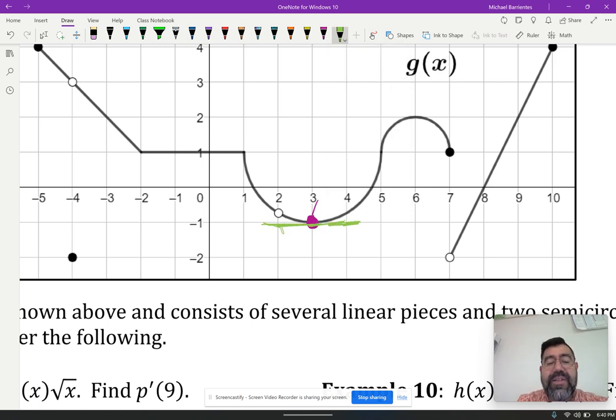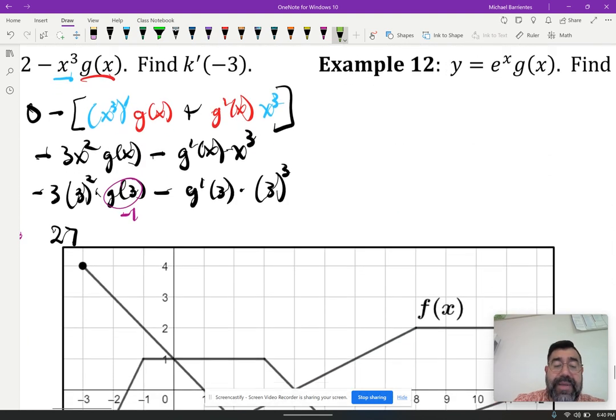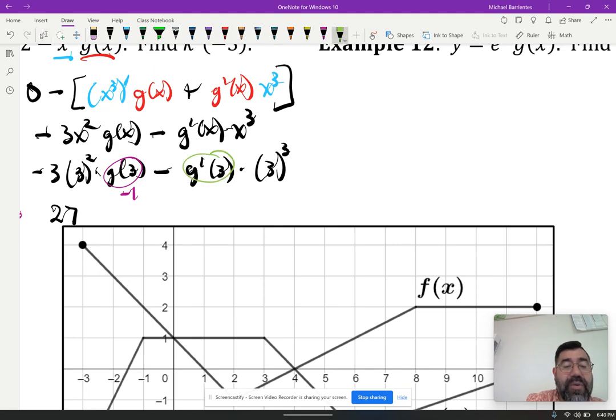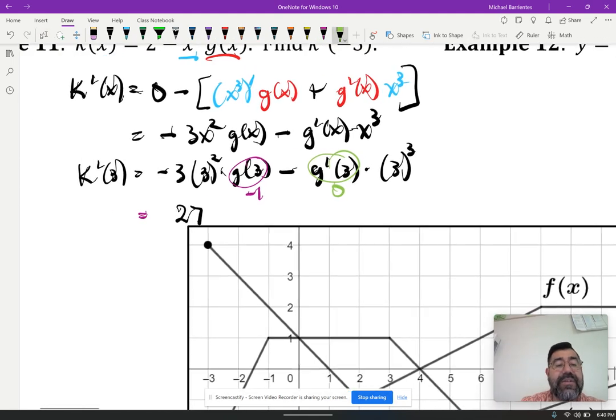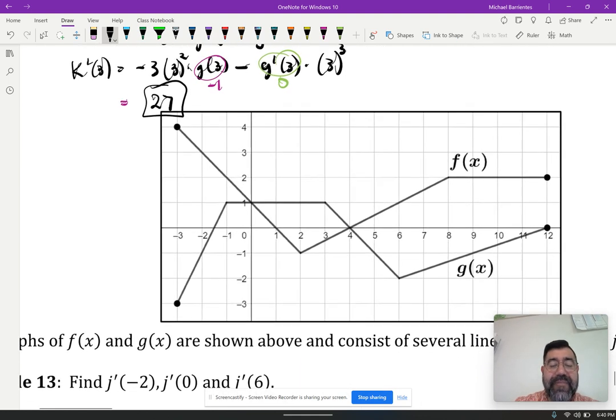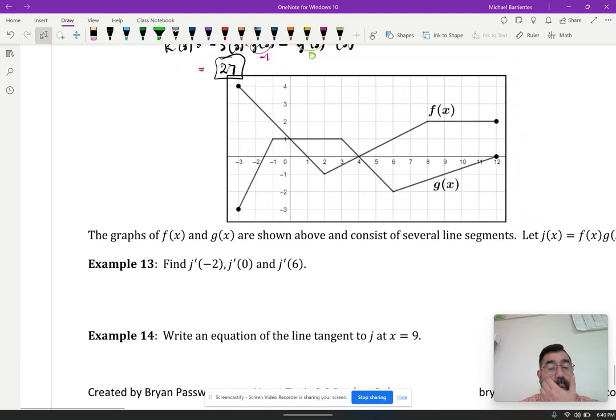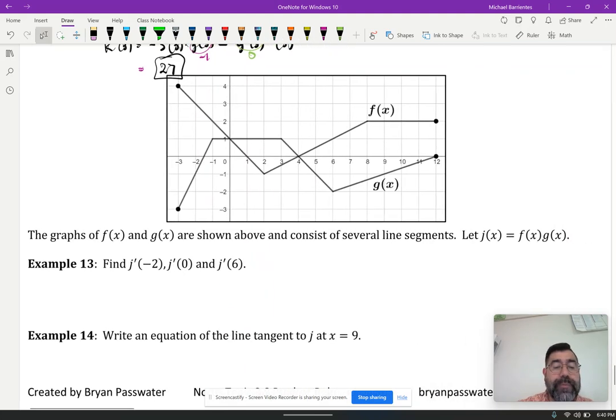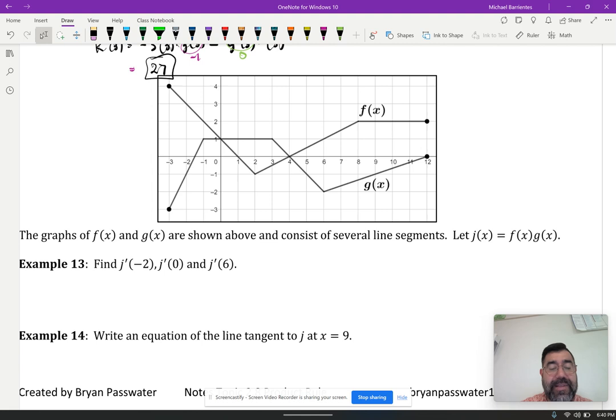Yay! What is the slope at that point at x equals 3? It's just a flat line, so the slope is 0. So that makes it easy because that means this whole thing is going to be 0, and 0 times anything is 0. So therefore, our answer is 27. I kind of like these because it keeps your mind going, like, is it this, is it this, is it this? And then I have something like this. We're going to do this problem, examples 13 and 14, in the next video.